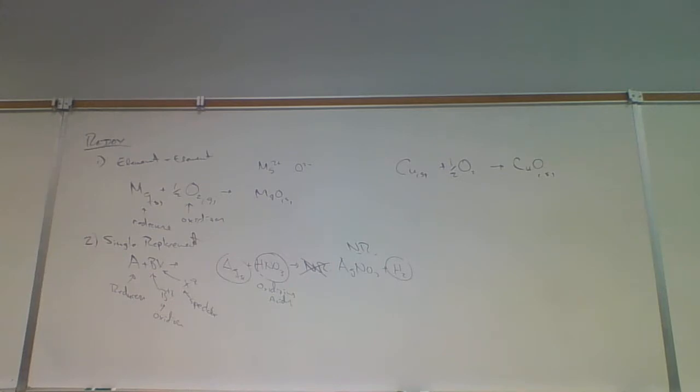fluorine is up here now, F2. Fluorine is the most powerful oxidizer. You just memorize it. The most powerful oxidizer wants to take electrons. In fact, F2 wants to take 2 electrons and make two F minuses.